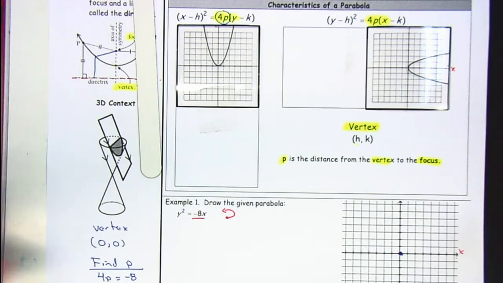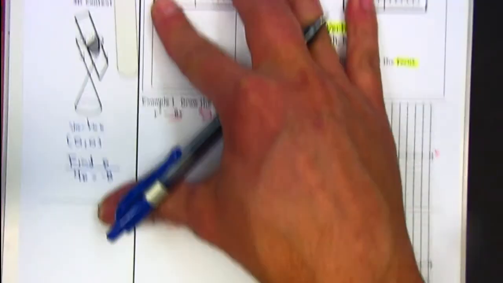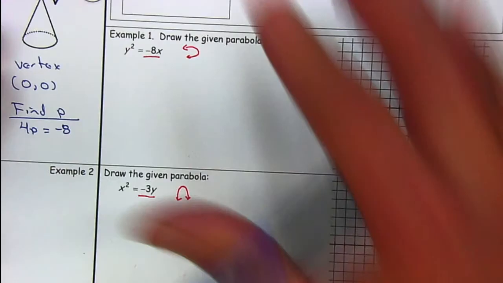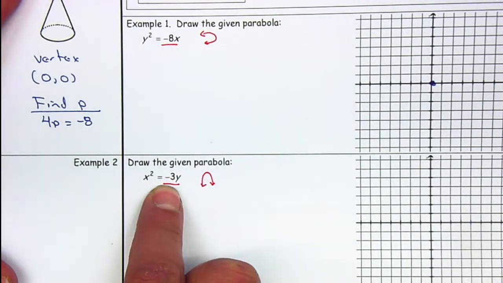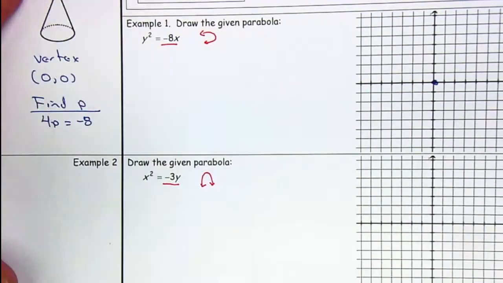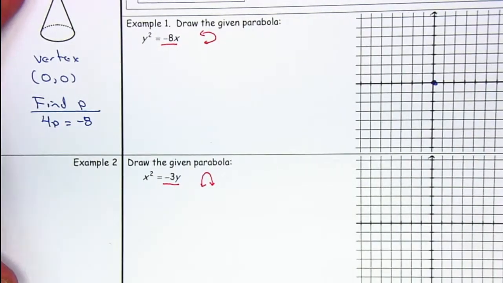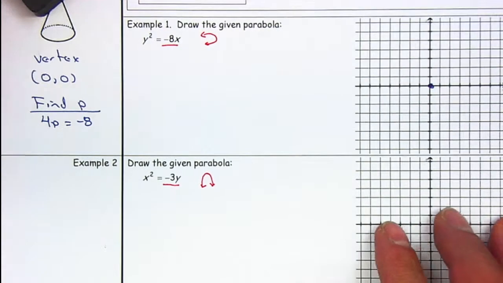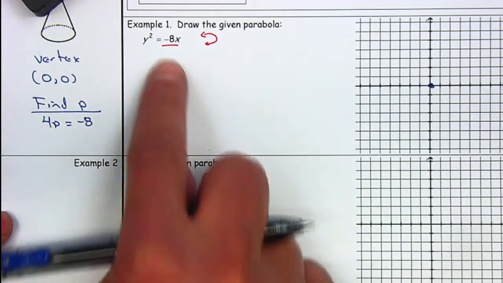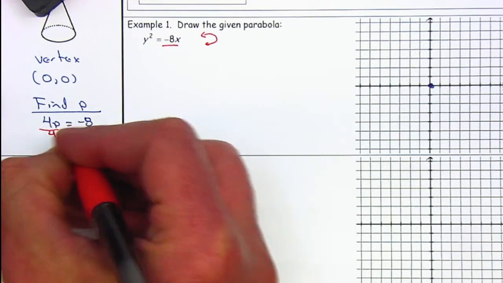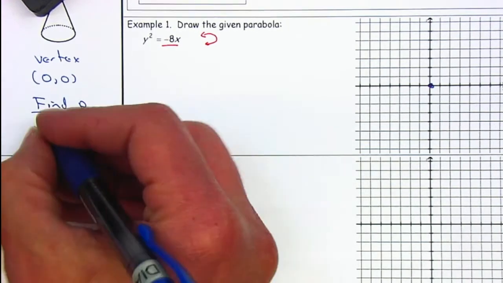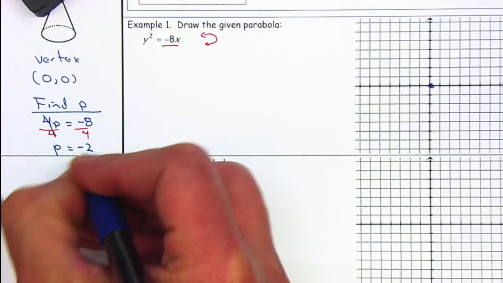So in this case, on problem number 2, that'll be 4P is equal to negative 3. To find the value of P, you let 4P equal that number, whatever is there. In this case, it's negative 8. I'm going to divide by 4. That cancels, so P is equal to negative 2.